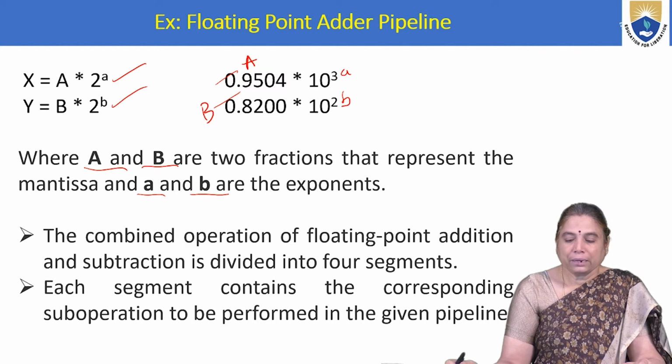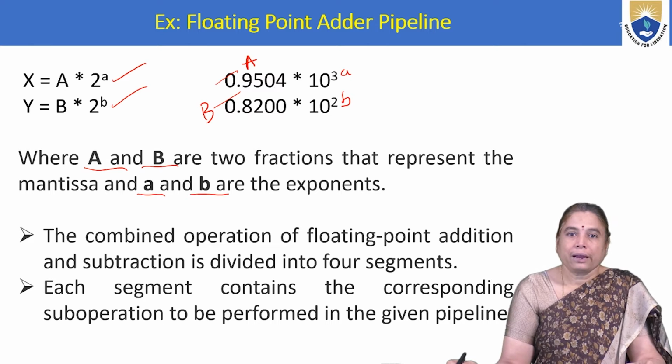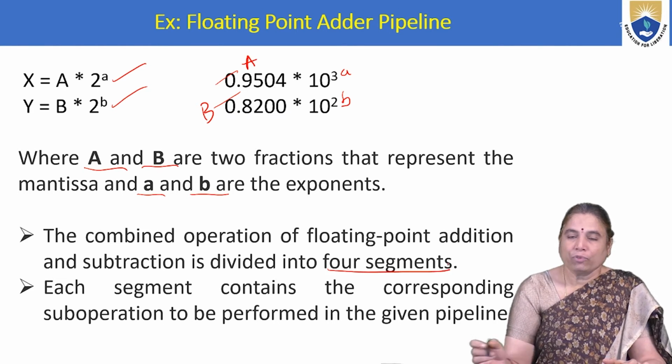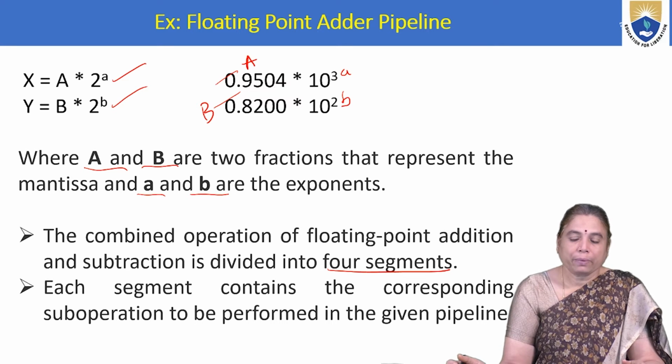The combined operation of floating point addition and subtraction is divided into 4 segments. On these numbers, the addition and subtraction algorithm can be applied. So this task can be divided into 4 segments. In the arithmetic pipeline, the computational task can be divided into small sub operations. Each segment contains the corresponding sub operation to be performed in the given pipeline.